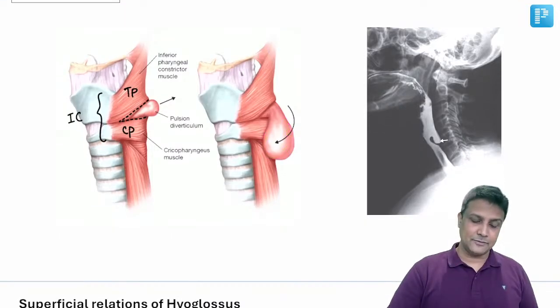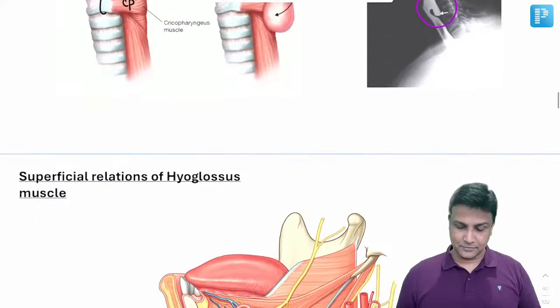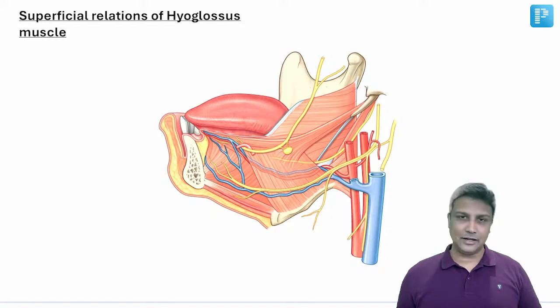And even this image based question was also given here, sir. Zenker's diverticulum. Now the next concept here, we have to learn about the superficial relations of hyoglossus muscle as well as the deep relation also.